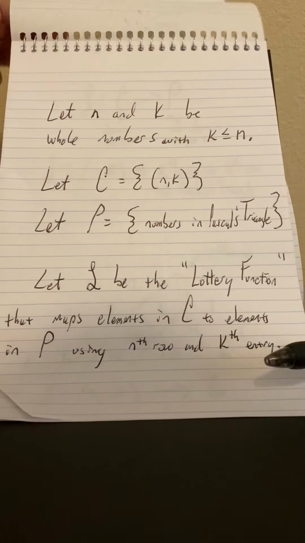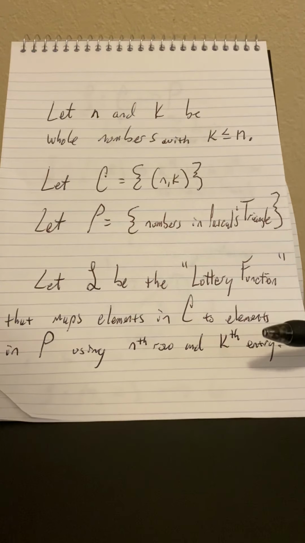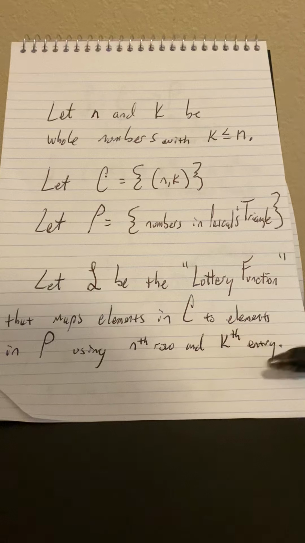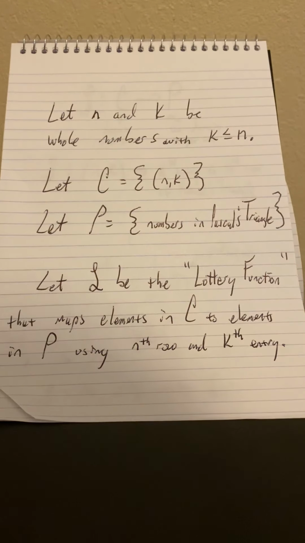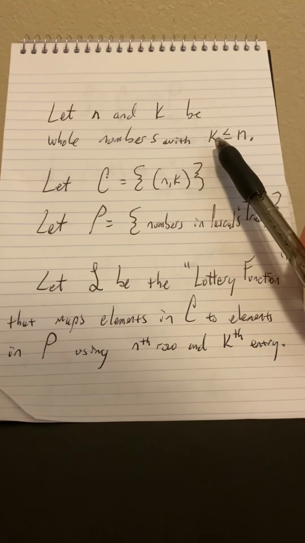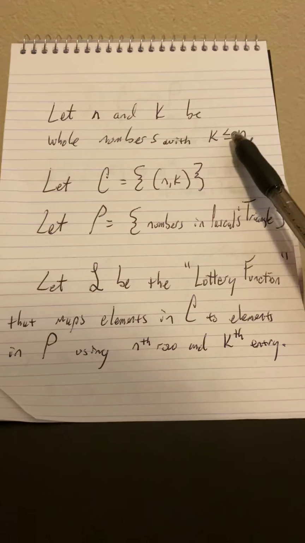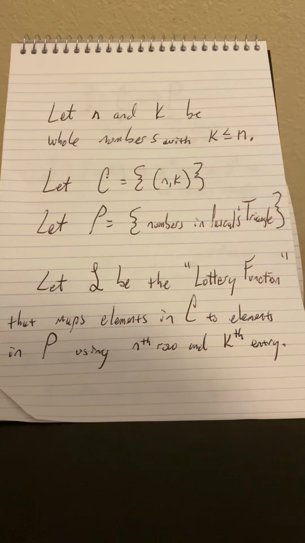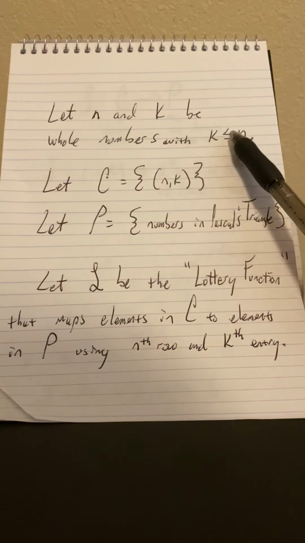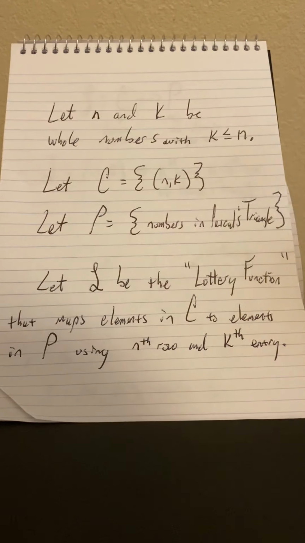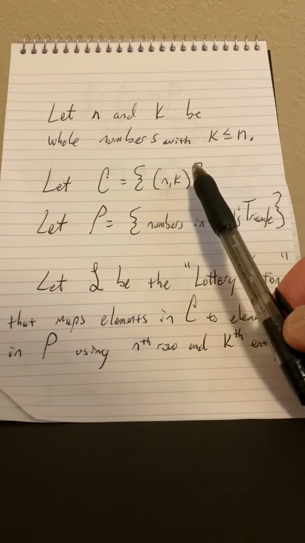Okay, now that we have the rows and entries of Pascal's triangle under our belt, we're going to create a function. That's what we're here to talk about, is functions. You're thinking I was getting distracted. We're going to let n and k be whole numbers, with the distinction that k is always smaller than or equal to n. So we're only talking about whole numbers. That's 0, 1, 2, 3, 4, and so forth. And we're going to have a pair of them, n and k, where k is less than or equal to n.